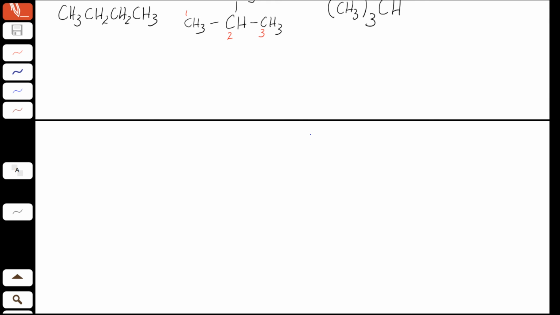Okay, so we're going to talk about 3 parts of a name, and I'll try to use different colors here and keep it straight. Our name starts with what we call the parent structure.